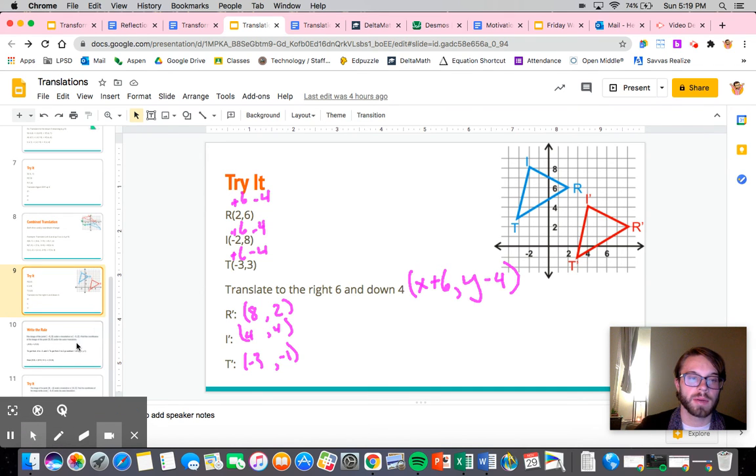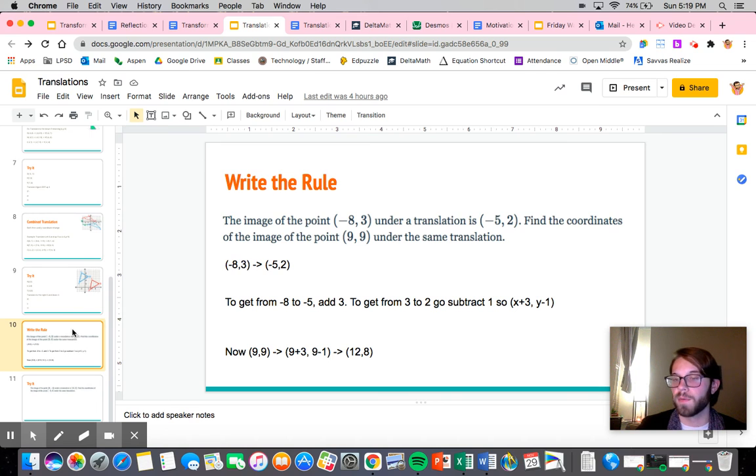One last thing we do need to explore is what about if I have to write the rule? So if I'm given something like this, the image of the point negative 8, 3 under translation is negative 5, 2. Find the coordinates of the image of the point 9, 9 under the same translation. So what do we need to do? We need to figure out what the rule is. So to figure out what the rule is, we're going from negative 8 to negative 5, and we're going from 3 to 2.